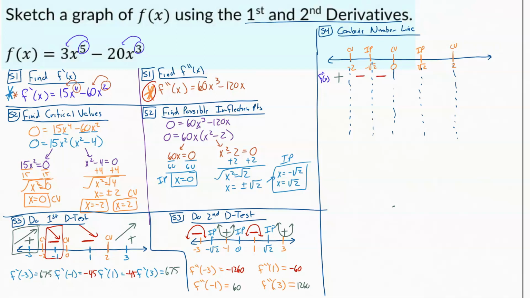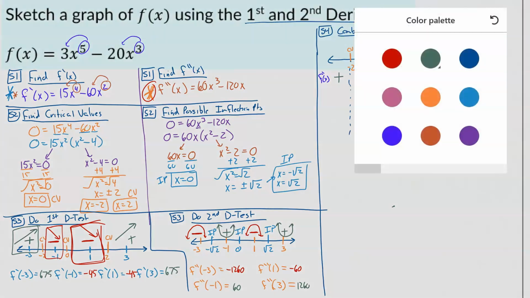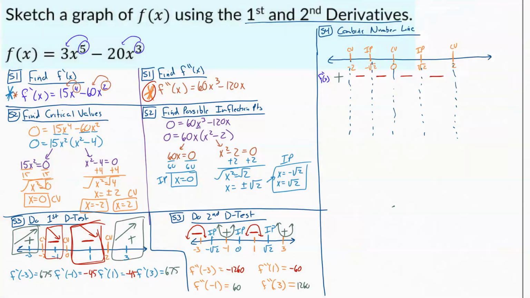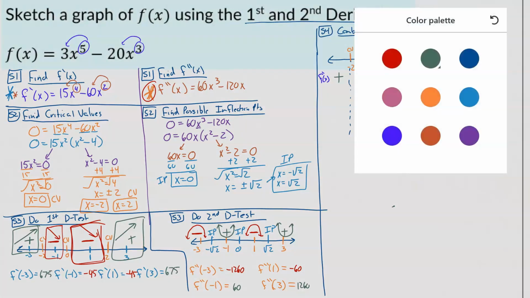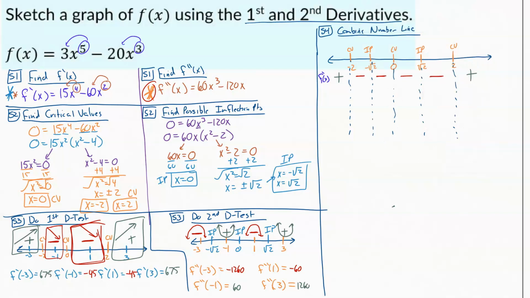Then after 0, between 0 and the square root of 2, that's going to be this region right here. That's going to be also negative. Between the square root of 2 and 2, we're still in that region right here, so we're still in our negative. And then after 2, we are back out to a positive section. So we put our positive right there. Now we come and put our second derivative data on the same chart.